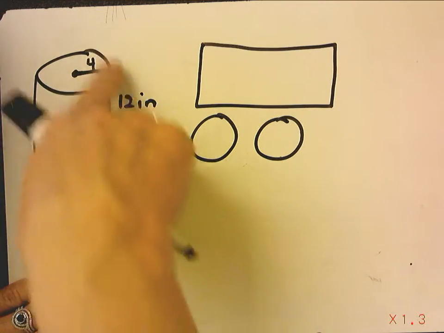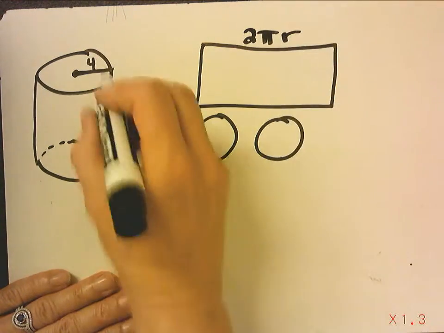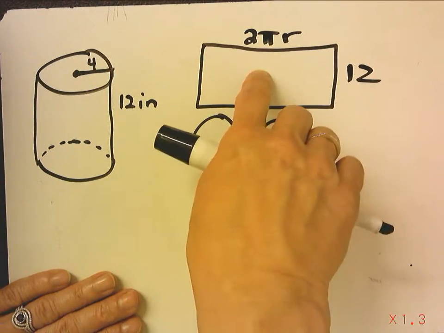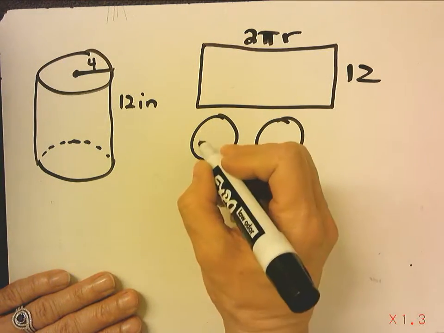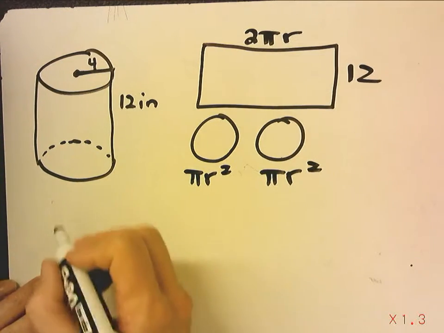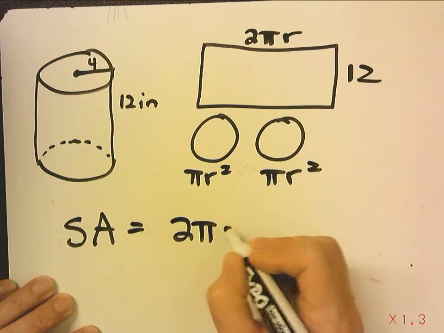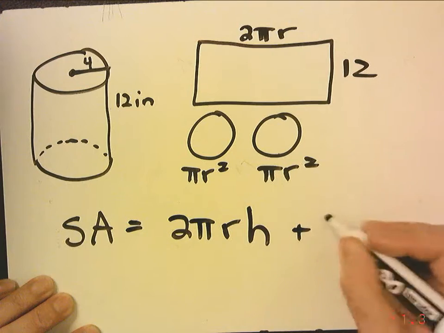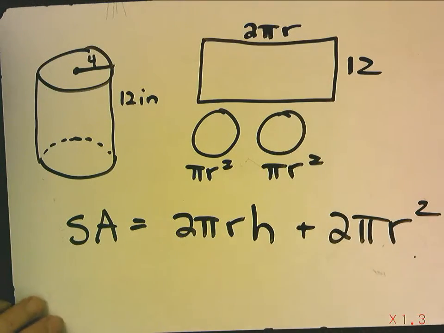So if you find the circumference of the circle, which is 2 pi r, and you multiply it by the height of the can, which is 12, you'll get the area of the side part. To get the area of the 2 circles, it's pi r squared times 2. So the actual formula for surface area is 2 pi r times h, and that's the area of the rectangle, plus 2 pi r squared, because it's 2 times the top and the bottom.